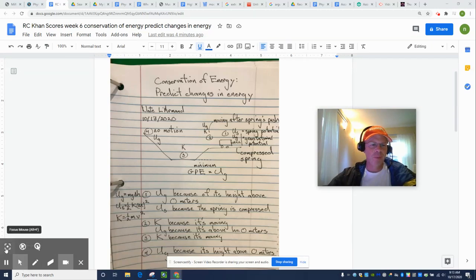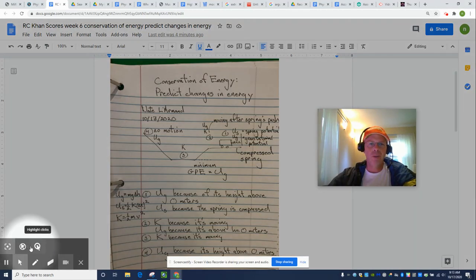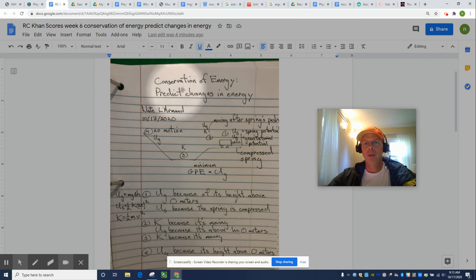Hello, Physics Nation. My name is Nate Larmond, and I'd like to do a Khan Academy problem from the set called Conservation of Energy, Predict Changes in Energy. So this is just a handwritten solution of what I just did.